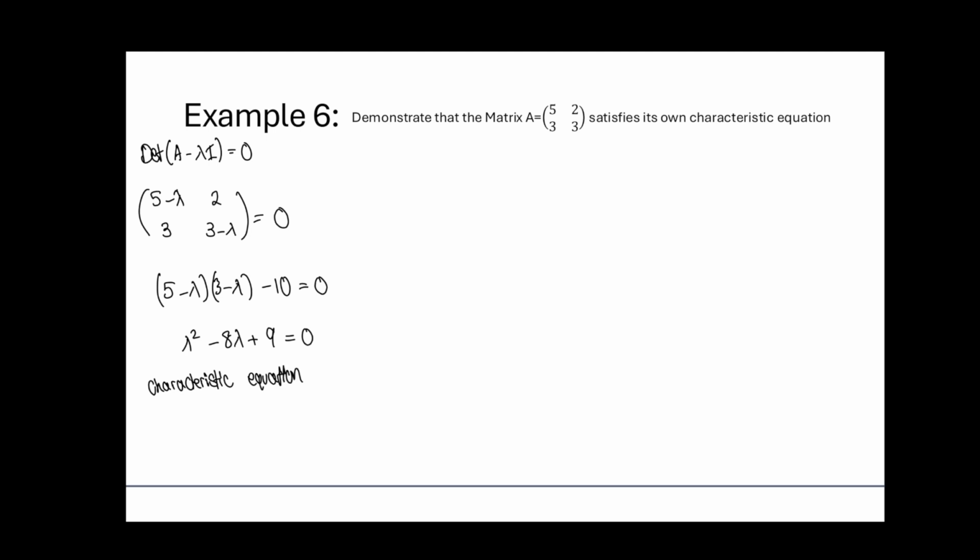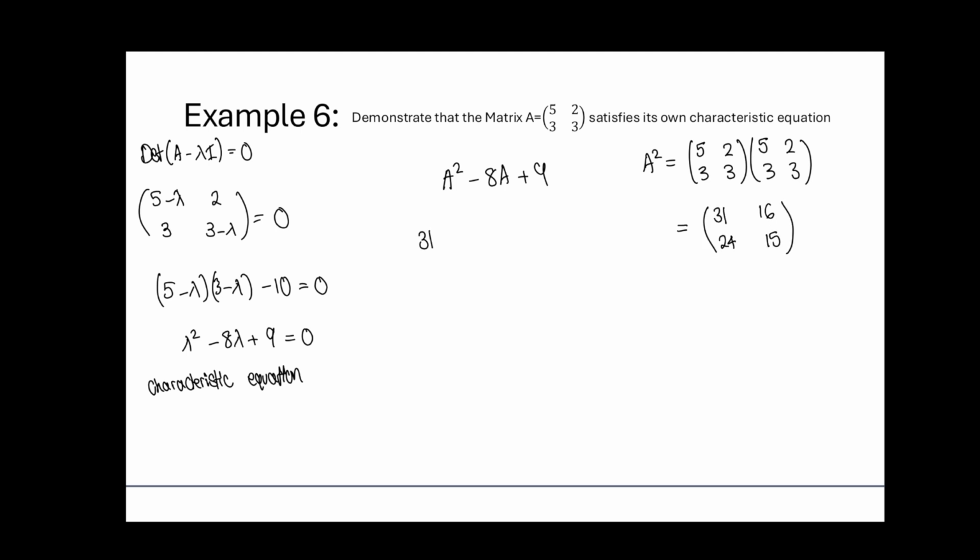So this would be our characteristic equation. If I now sub our matrix A into this characteristic equation, I'm going to replace lambda with A. So we have A squared minus 8A plus 9. If I quickly work out A squared, that would be 5, 2, 3, 3 times 5, 2, 3, 3. So we get 31, 16, 24, 15 minus 8A, which would be 40, 16, 24, 24, plus 9, which we write as an identity matrix, so it'd be 9, 0, 0, 9.